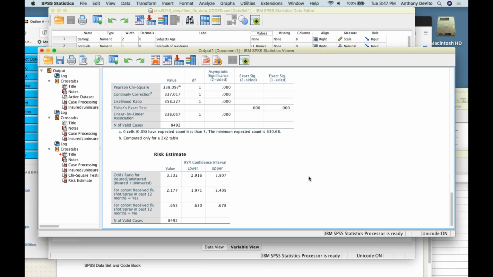So give me a little bit of background. Where did this stuff come from, and who are these people anyway? One significant thing is they're not surveying anybody under 18. Nobody under 18 is represented in here. So we don't know anything about the insurance status of children in this survey at all. We don't know anything about the rate at which children get flu shots.